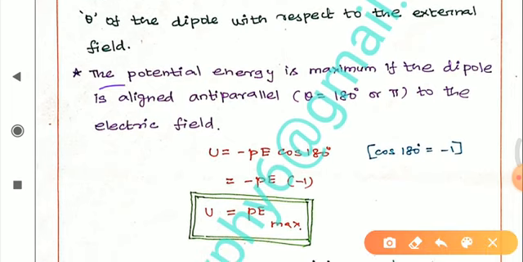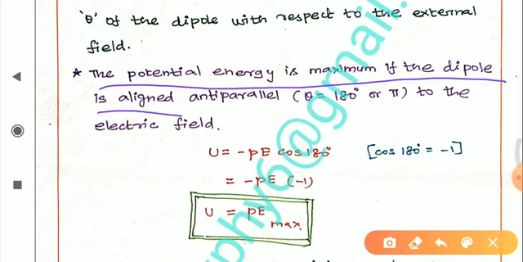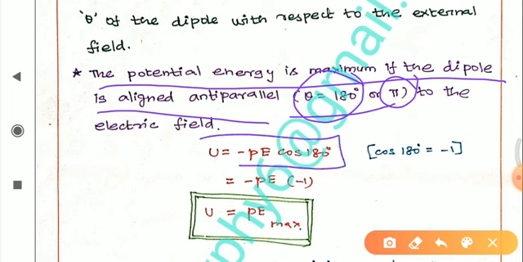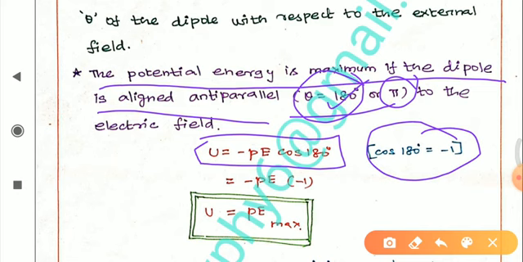Right. Then the next point: the potential energy has its maximum value when the dipole is aligned anti-parallel. Anti-parallel means theta is equal to 180 degrees or pi radian. Now the electrostatic potential energy is given by minus PE cos theta. Here theta is equal to 180 degrees. Cos 180 is equal to what? Minus 1. So we substitute minus 1 for cos 180: minus PE into minus 1, minus of minus is plus, so the potential energy U maximum is equal to PE.